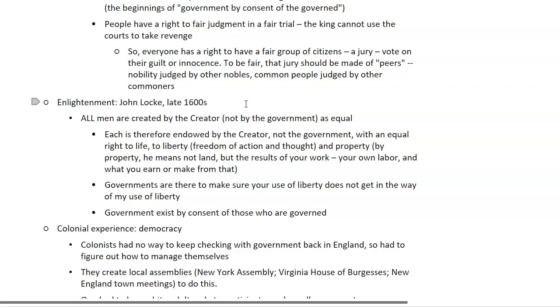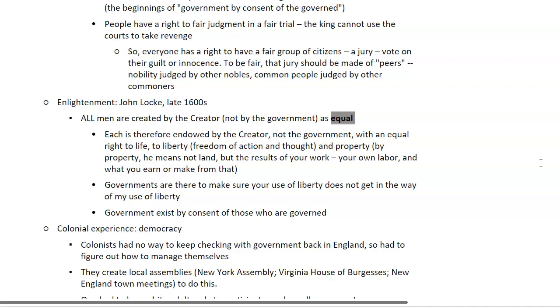But he writes in his famous Two Treatises on Government, all men are created by the Creator, not by the government, as equal. So we are all equal, not because the government says so, but because it's built into our humanity, given to us by God, however you conceive of God. Each person is therefore endowed by the Creator, not by the government, with an equal right to life, to liberty, and to property. Now, understand what he means by property.